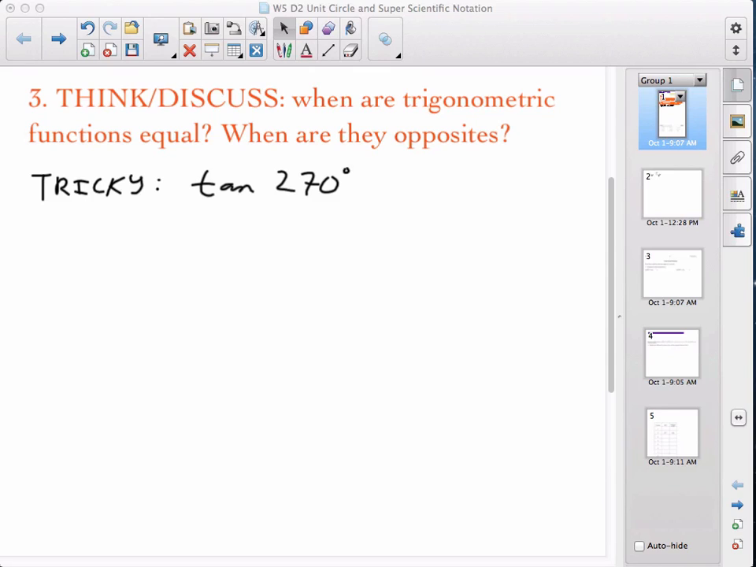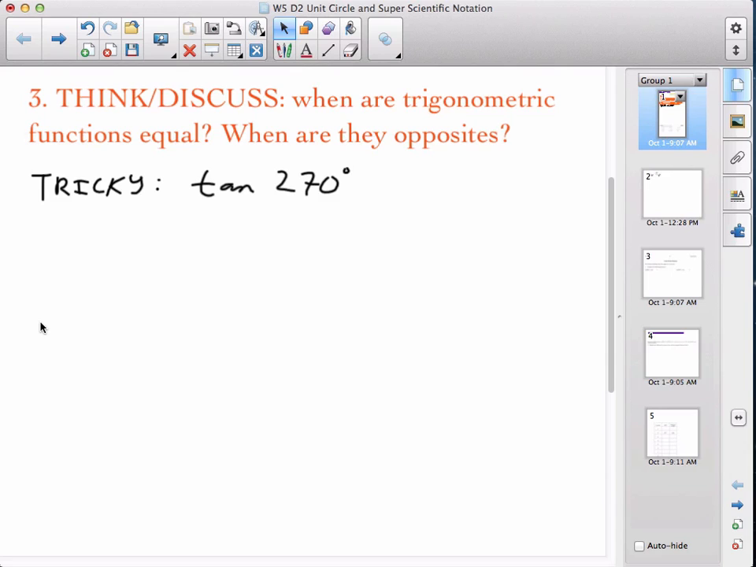So I heard from some of you that the tangent of 270 was a tricky one. I overheard multiple groups talking about the tangent of 270. So I'm wondering, how could we use the unit circle, or what about the unit circle might suggest a way of evaluating the tangent of 270 degrees? Sam, what do we think?